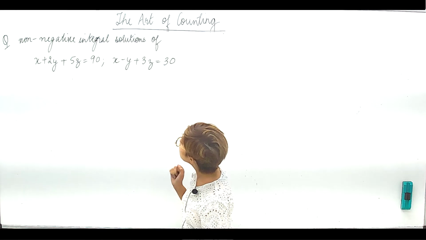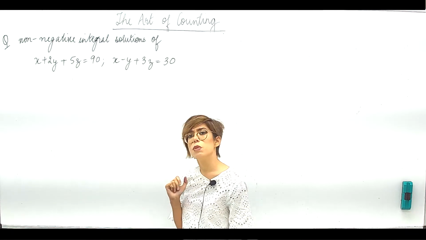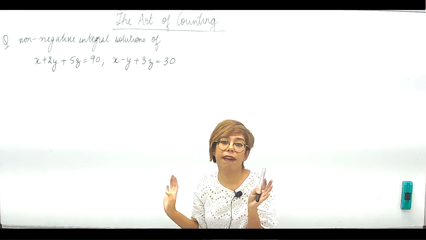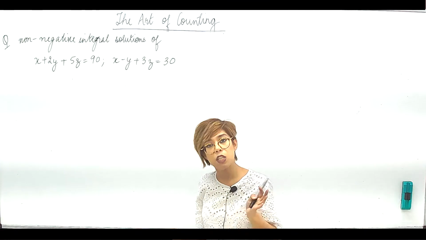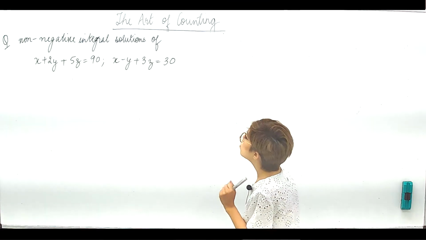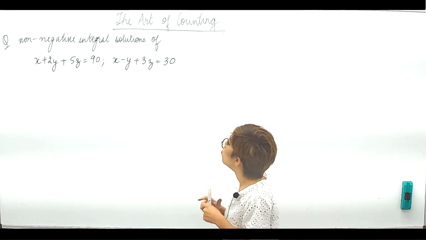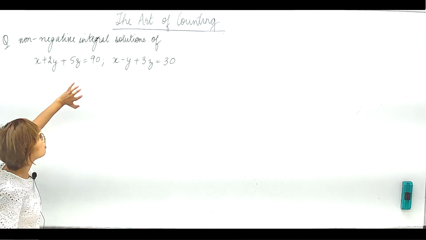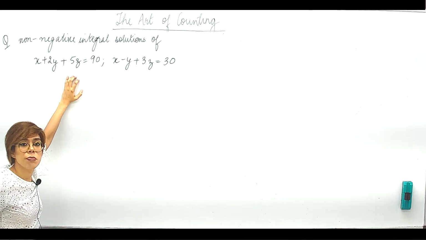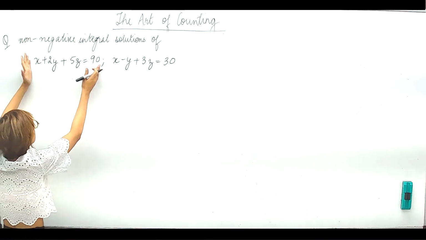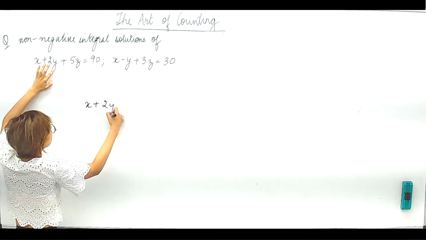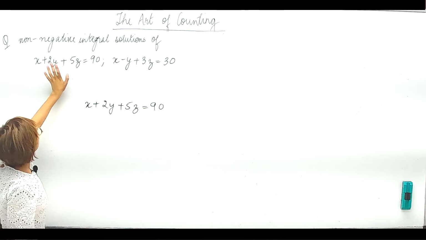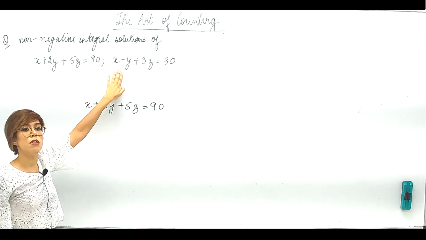Now the thing is, we have three variables and two equations. Directly, obviously, I won't be able to solve it. In fact, there would be some number of solutions which I need to find out. Three variables, two equations. What can we do? What we can do is try to reduce one variable. So I'll write this as it is: x plus 2y plus 5z equal to 90. Now, I will try to reduce one variable.